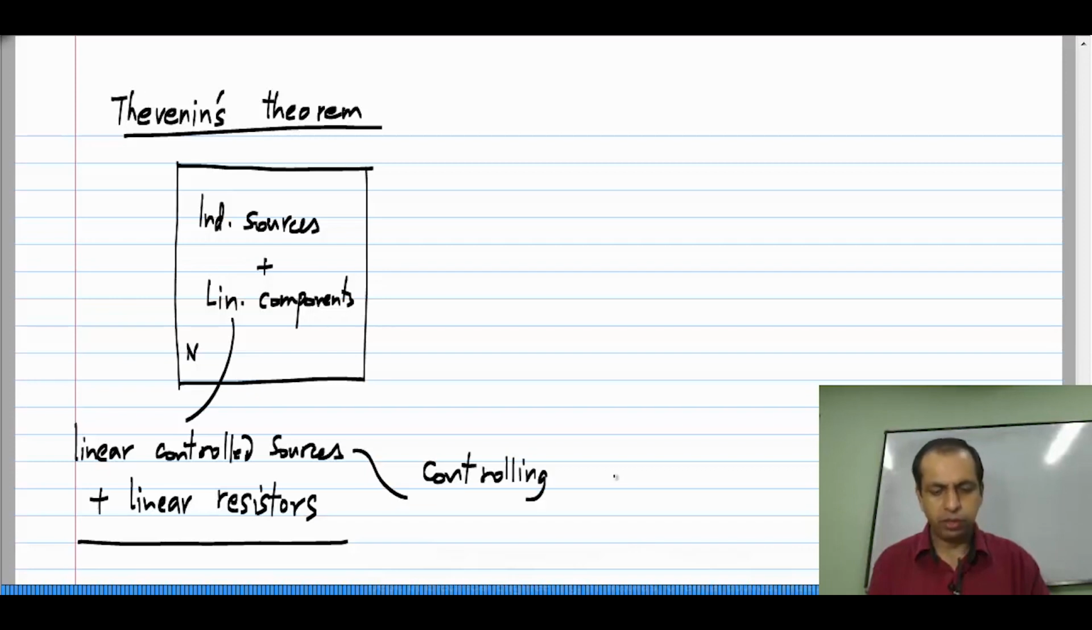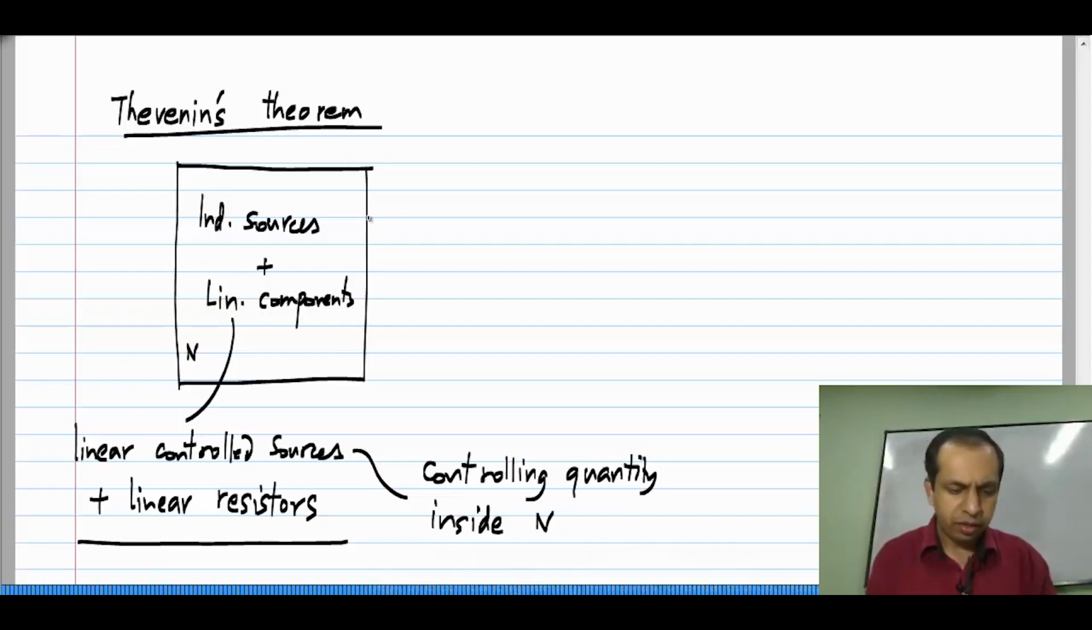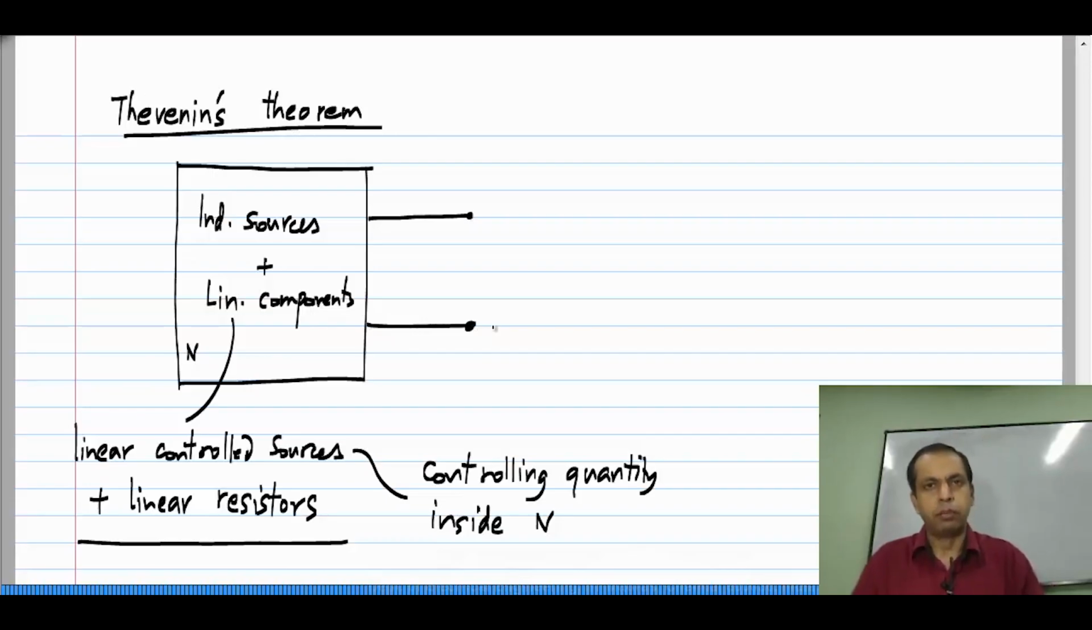The controlling quantity, whether it is voltage or current, is inside this network N, and we have two terminals available to us. Let me call this 1 and 1 prime. Now, this is a common scenario. There are many cases where this happens. It could be a power supply where inside the power supply there is a complicated circuit, but you have two terminals available to you, positive and negative.